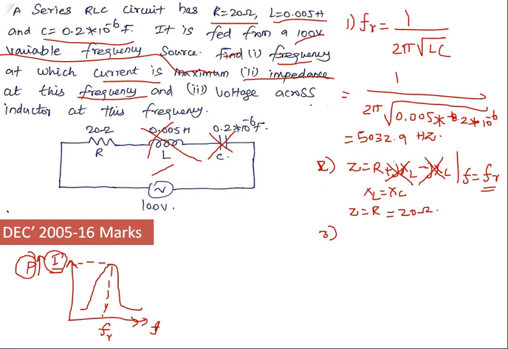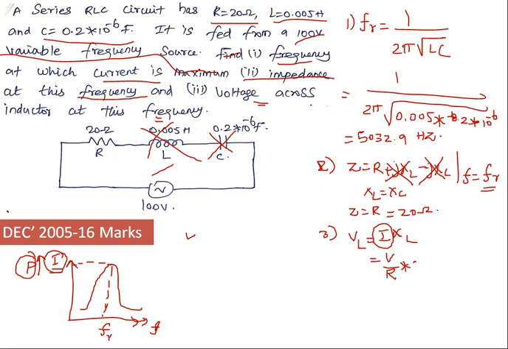Voltage across inductor at this frequency, that is VL. So question number 3, VL. As per Ohm's law, VL is equal to I into XL. What is the value of I? That is the maximum value of I, which is nothing but supply voltage by resistance, because when maximum current exhibits, the resonant frequency comes. At resonant frequency, XL and XC will be equal, hence both are ignored. So V by R into XL.